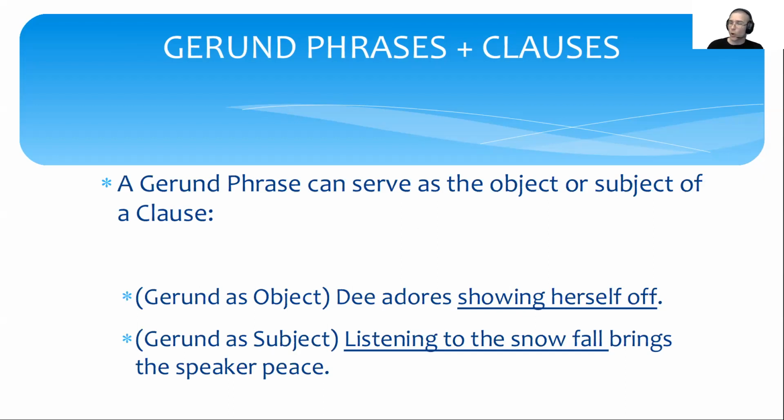In this sentence, showing herself off is serving like a noun. It's acting like the object of the sentence, just as in the sentence, Dee adores Star Trek, Dee adores showing herself off. The gerund, as a kind of quasi-noun, can also serve as a subject. Listening to the snowfall brings the speaker peace. I could say that music brings the speaker peace. Music is a noun. It's the same form of sentence as listening to the snowfall brings the speaker peace. But in this case, rather than using a noun, you're using a gerund phrase, listening to the snowfall.